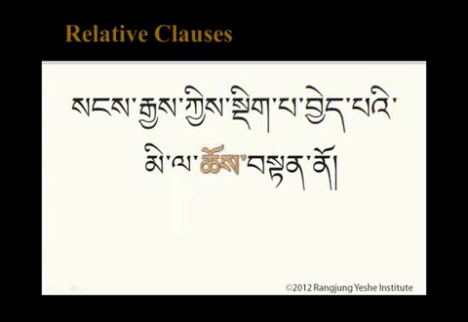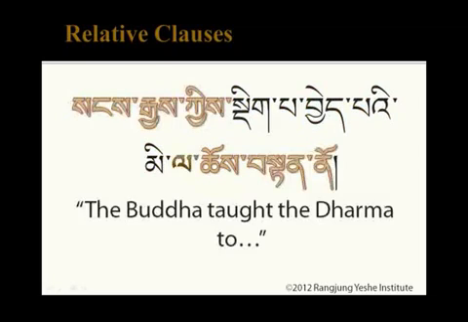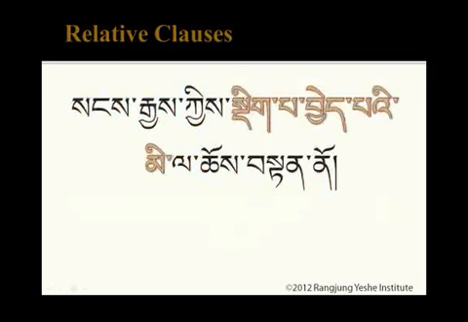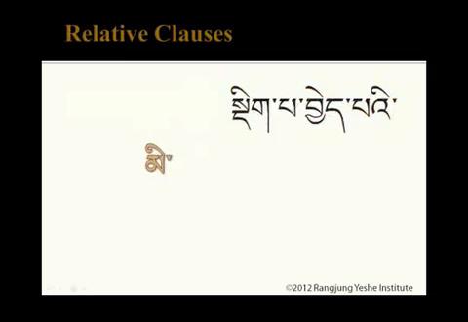So bracketing the phrase in front of the la for now, we're left with chö, dharma. Okay, so far we have the Buddha taught the Dharma, then the la-don. So the Buddha taught the Dharma to someone. Who did he teach it to? Work from right to left. Mi, person. So then what are we left with?